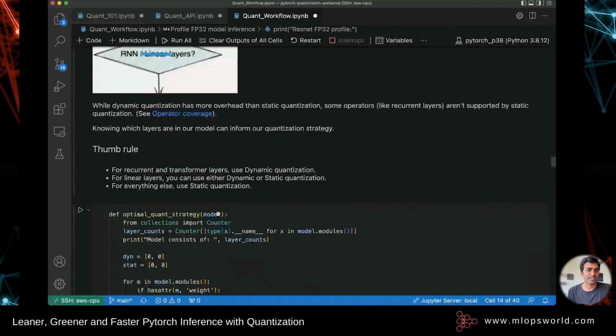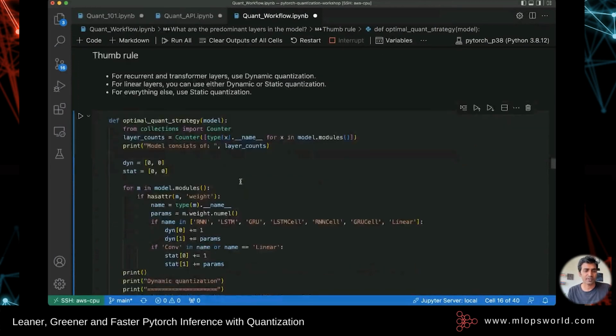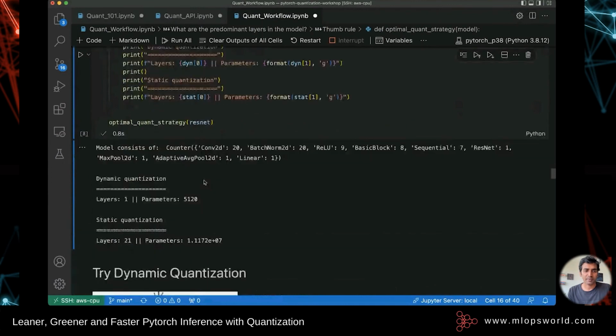The next thing we want to do is see what our model architecture is. Like I mentioned, for recurrent and transformer layers, dynamic quantization works best because we just want to reduce the bottleneck of our weights. For everything else, static quantization works pretty well, especially convolutions. So our ResNet model consists of these layers, and the ones eligible for dynamic quantization is only the linear one, so just one layer. And that includes 5,000 parameters. But the layers which are good for static, there are about 21 of them and close to 10 million parameters. So clearly static quantization is going to work much better in this case, but let's try dynamic just to see how it looks.